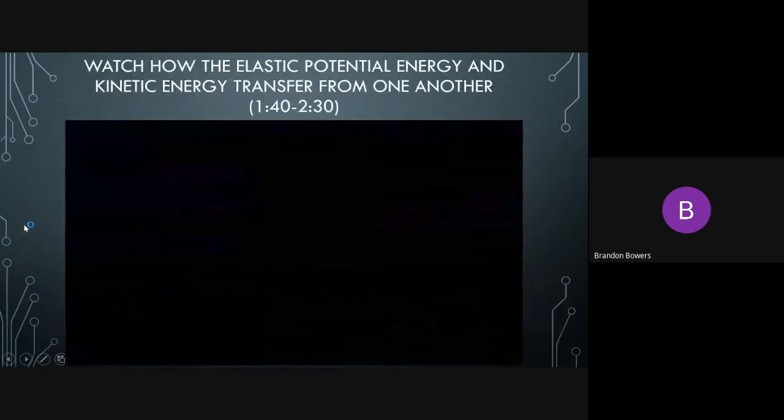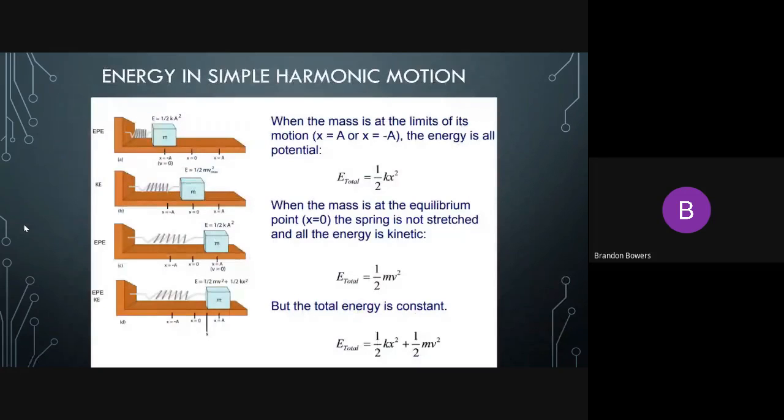No. Okay, so here is our energy equation.